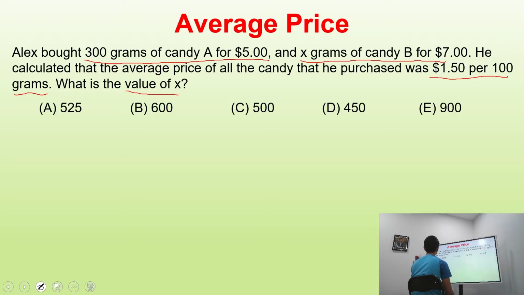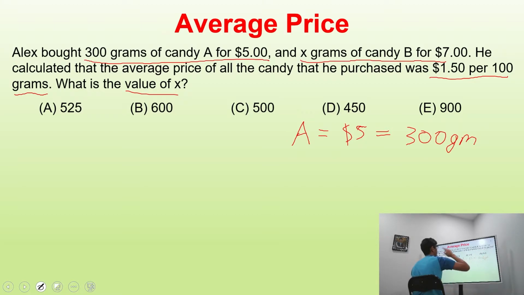So first we know that Alex already bought 300 grams of candy A for $5. So let's just quickly write that down. We're just going to write candy A as just A, and then A is equal to $5. So he spent $5, and we know that it's 300 grams. So he got 300 grams from $5.